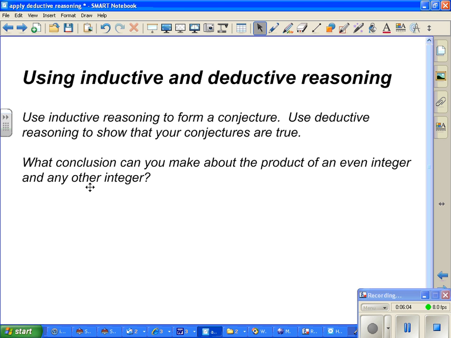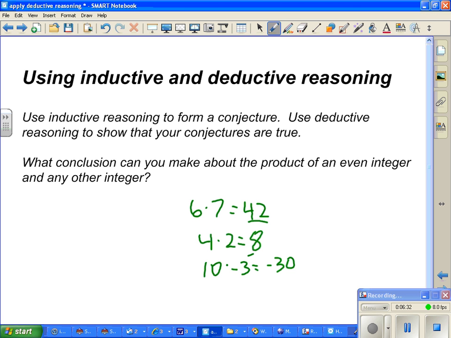If I just start plugging in numbers, an even integer, 6 times any other integer, 7, what do I get? 6 times 7 is 42. Okay, I take any even integer, 4 times any other integer, 2, I get 8. I take an even integer, 10 times any other integer, -3, I get -30. What do we notice about all these results?